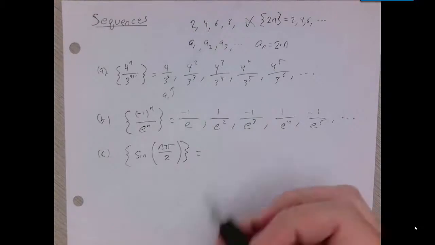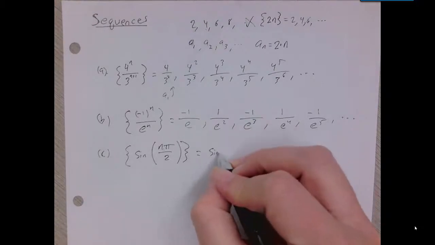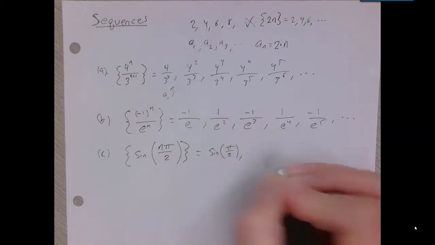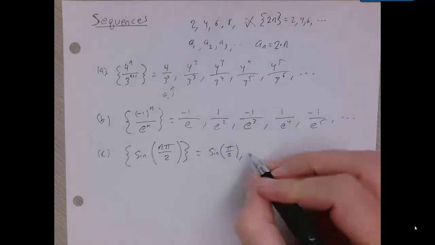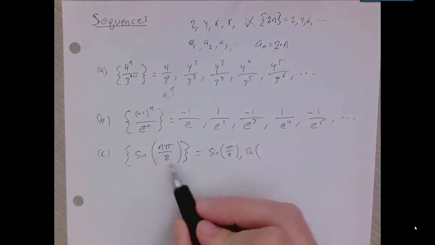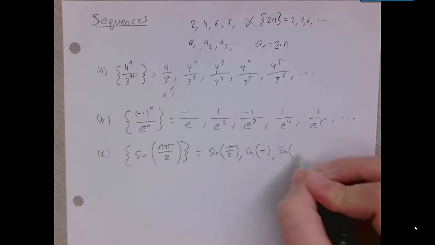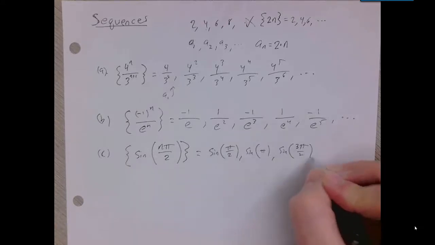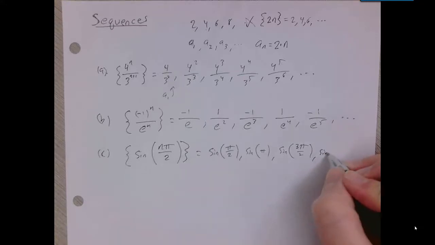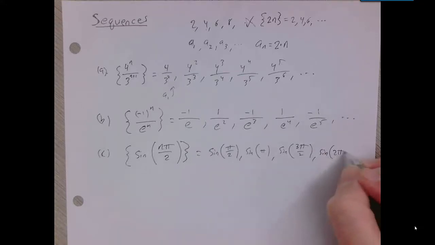All right, when n is 1, I've got sine of just pi over 2. When n is 2, I've got sine of 2 pi over 2, which is pi. When n is 3, I've got sine of 3 pi over 2. When n is 4, I've got 4 pi over 2, which is the same thing as 2 pi. And so on.